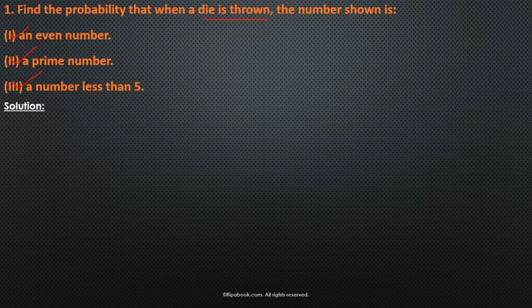So tell me students, I hope every one of you has seen a Ludo die. So on the die, how many numbers are there? There are a total of 6 numbers from 1 to 6. How many even numbers are there? Or what are the even numbers from 1 to 6? These are 2, 4 and 6. Again, what are the prime numbers from 1 to 6? It is 2, 3 and 5.